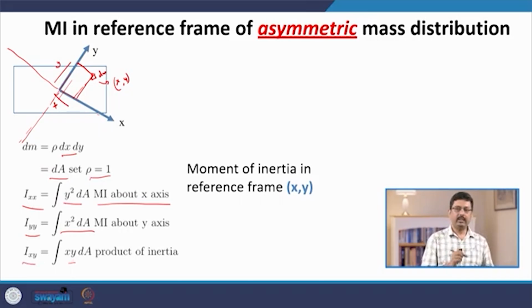So, by figure it is clear that with this particular choice of axis, the mass distribution is not symmetric about this axis. So, we expect by definition that this Ixy to be non-zero.